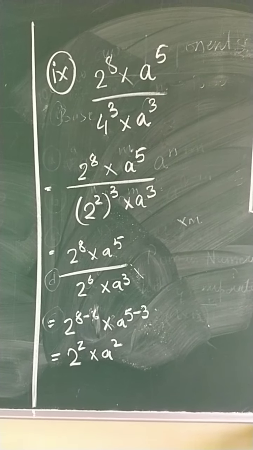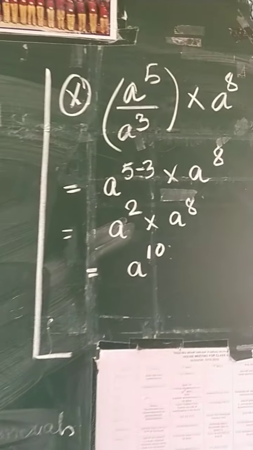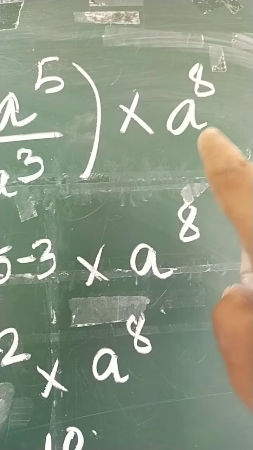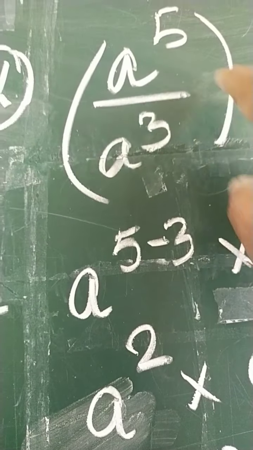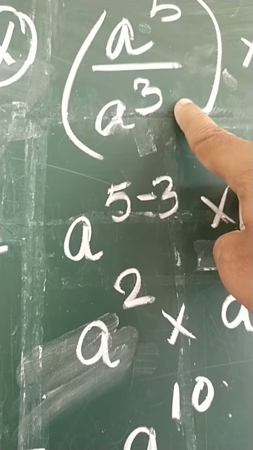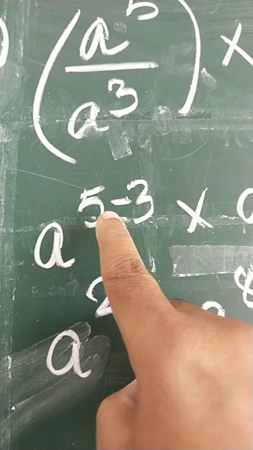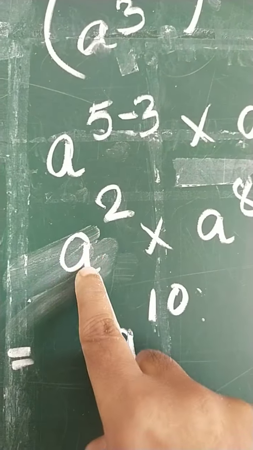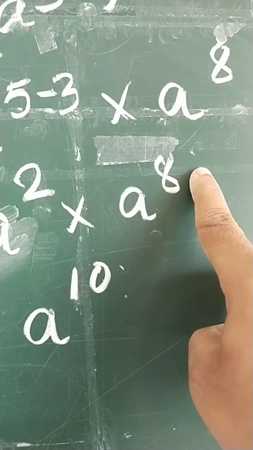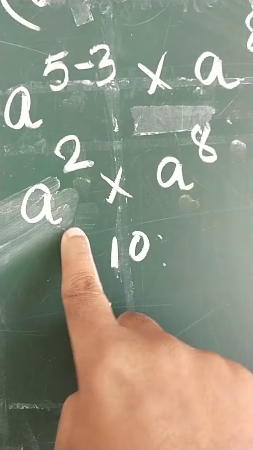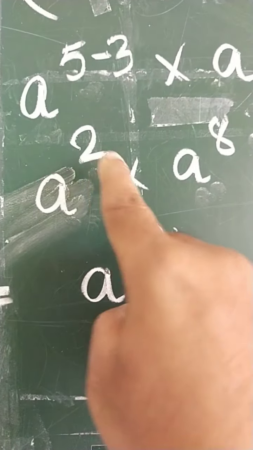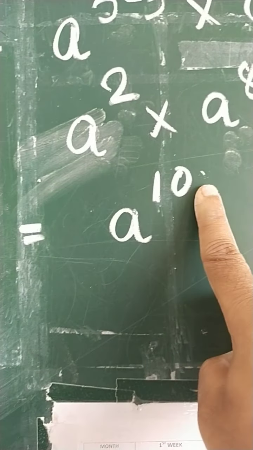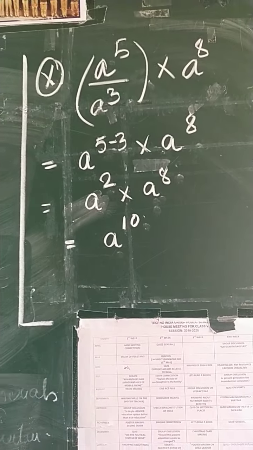Okay, so this is sum number 9. Let's move on to sum number 10. Now in sum number 10 we have a to the power 5 divided by a cube, into a to the power 8. We'll first solve this bracket. These are in division form, so we have to subtract the powers. That is a to the power 5 minus 3 into a to the power 8. Now the answer of 5 minus 3 is a to the power 2 into a to the power 8. These two are carrying the multiplication sign, so we'll have to add the powers. So 2 plus 8 is what? 10. So your final answer is a to the power 10.